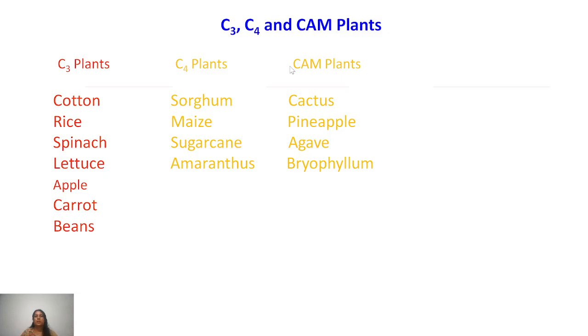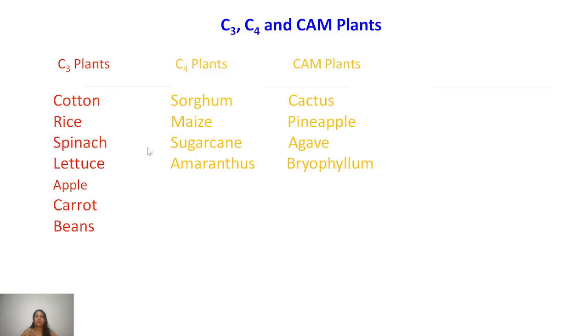So the major difference between C3, C4 and CAM plants: the C3 pathway takes place in mesophyll cells, of course. In C4 plants, we have two cells, the mesophyll cell and another one, the bundle sheath cell, that is Kranz anatomy. In CAM plants, the difference is that the stomata open during the night time and close during the daytime. As I told, all three pathways are not present in a single plant. Based on the plants, we have a separate classification.